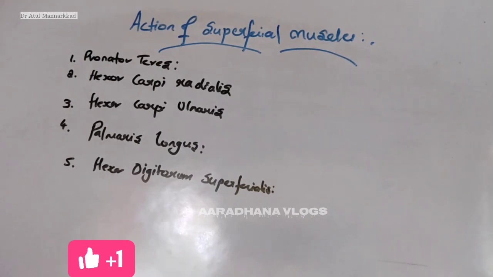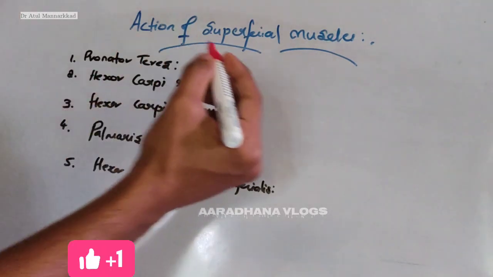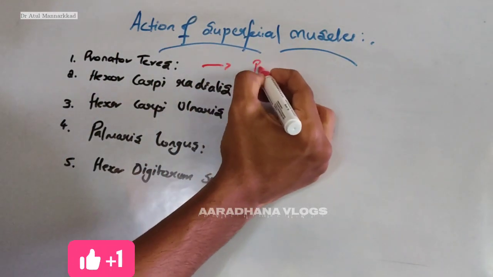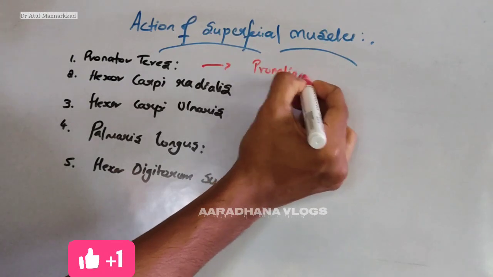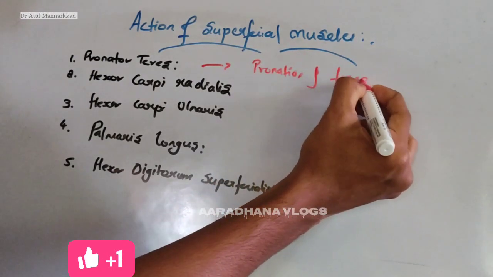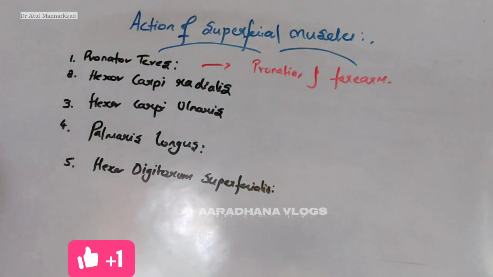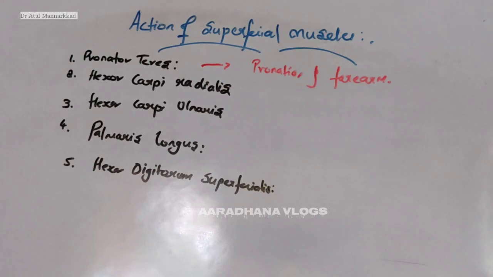So first one is the pronator teres. It helps in the pronation of the forearm. I request my viewers, my friends, to keep updating your notes simultaneously so that it will be very easy to revise at the end, and also you will have perfect notes. So the first muscle is the pronator teres, which helps in the pronation of the forearm, and it's also very easy to learn by heart. Second one is the flexor carpi radialis.